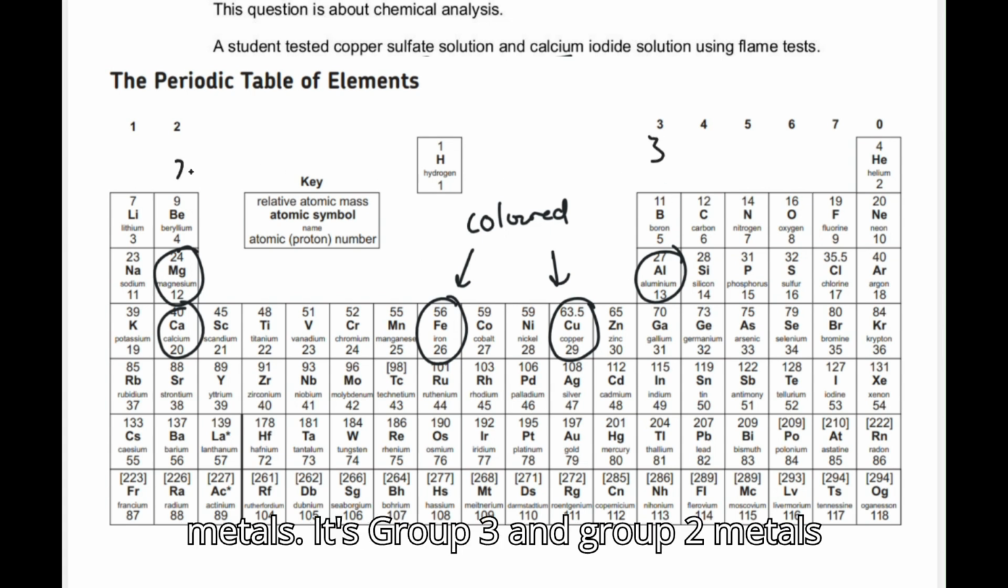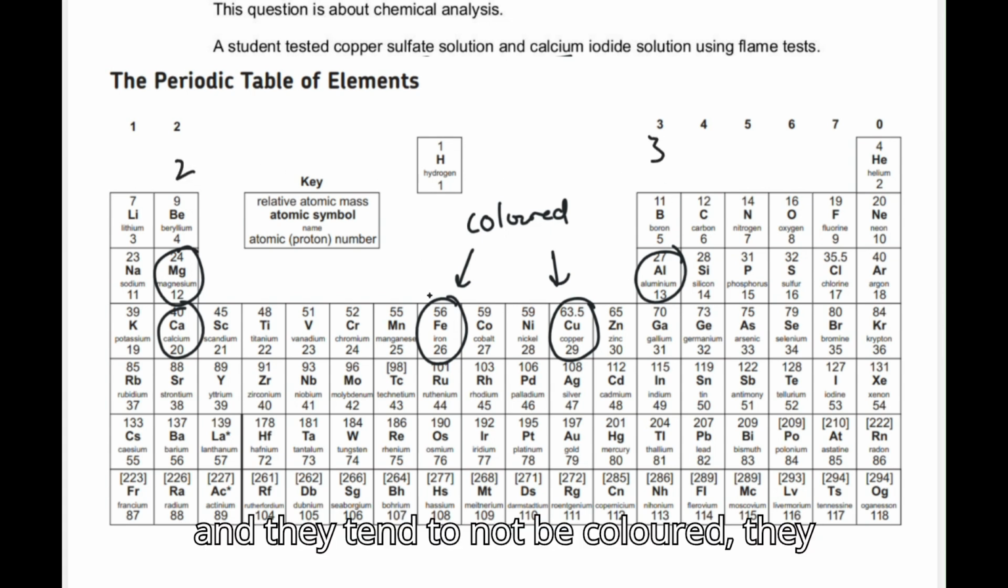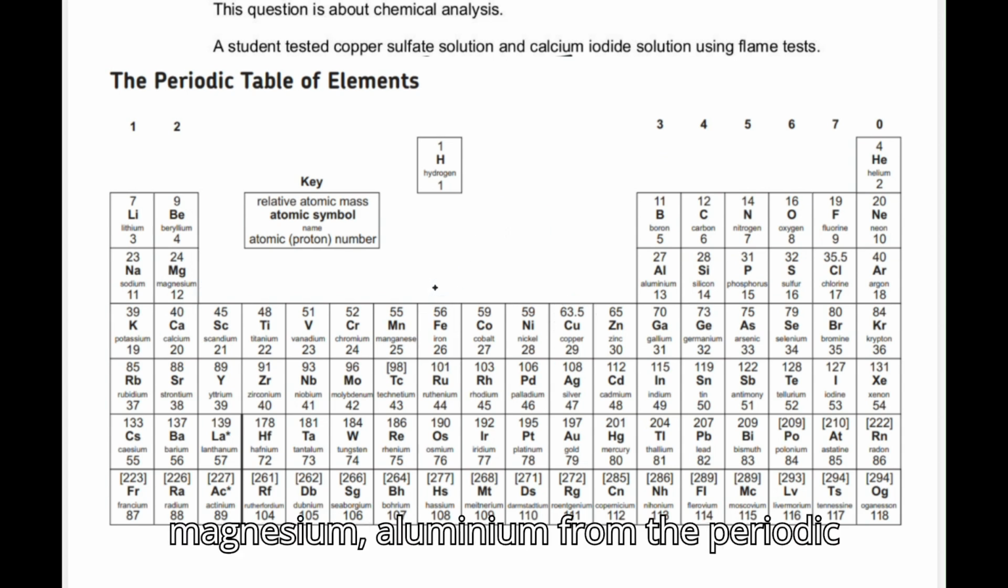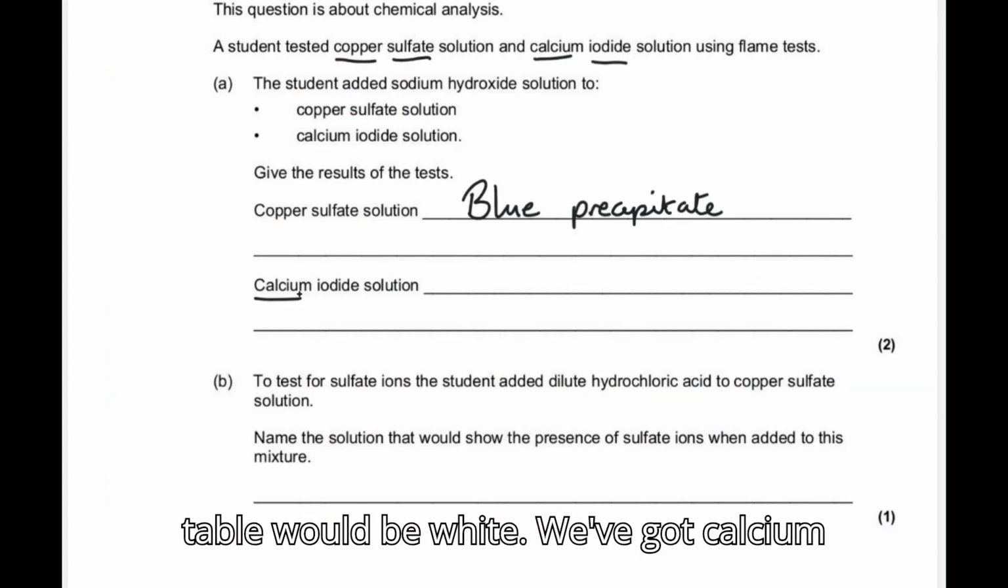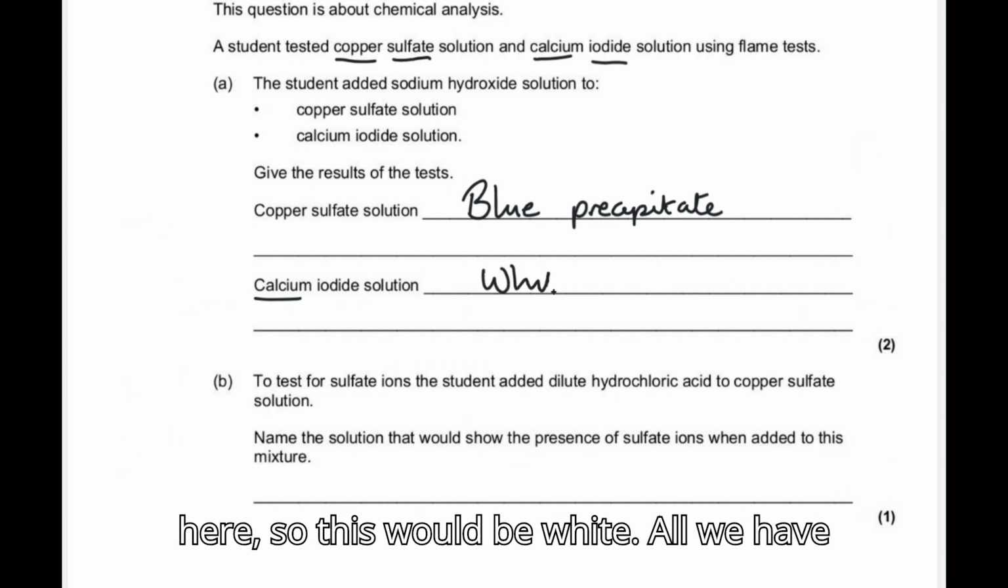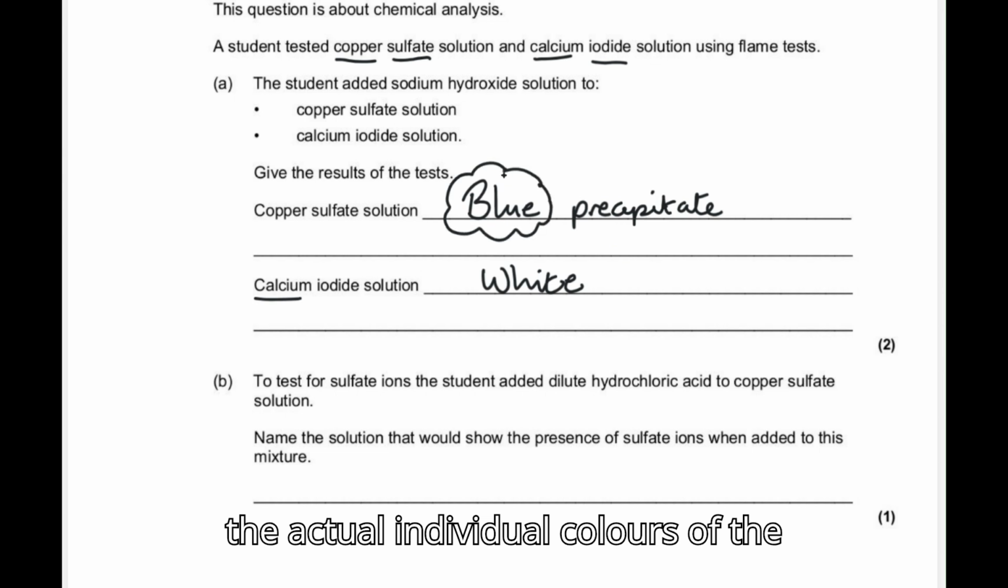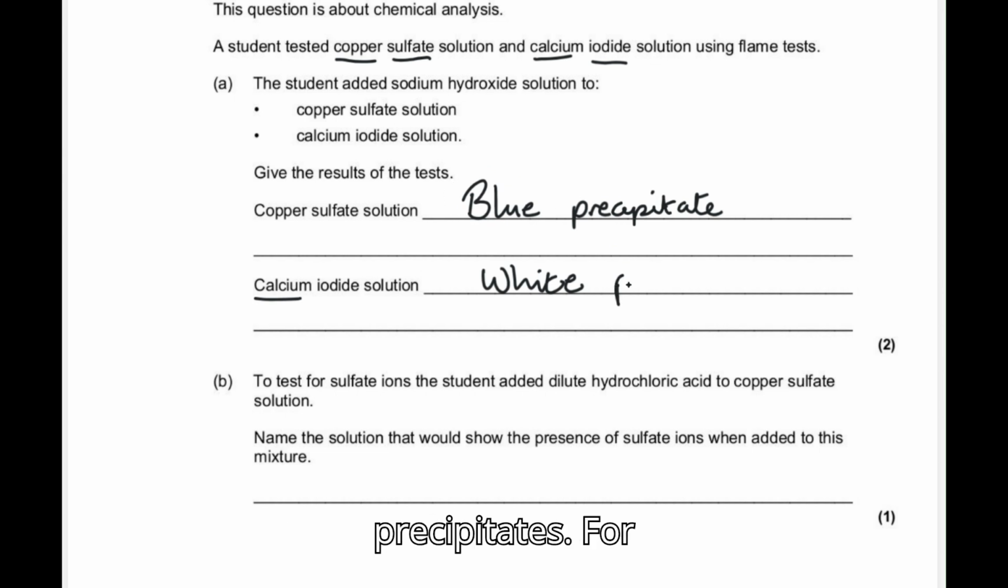It's group 3 and group 2 metals. And they tend to not be coloured, they tend to be white. Okay, so calcium, magnesium, aluminium from the periodic table would be white. We've got calcium here, so this would be white. All we have to do then after that is just to remember the actual individual colours of the precipitates for copper and the 2 ions.